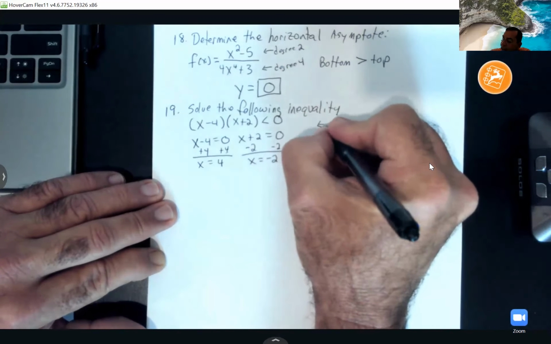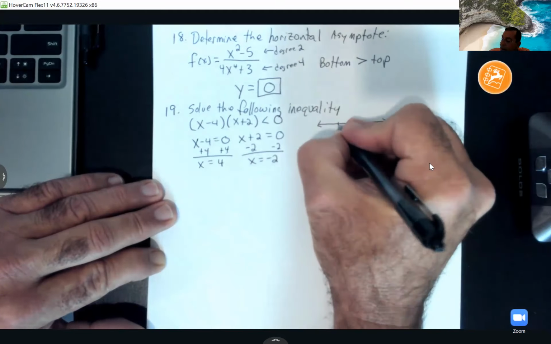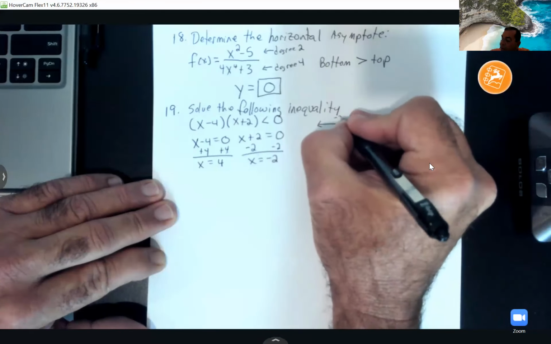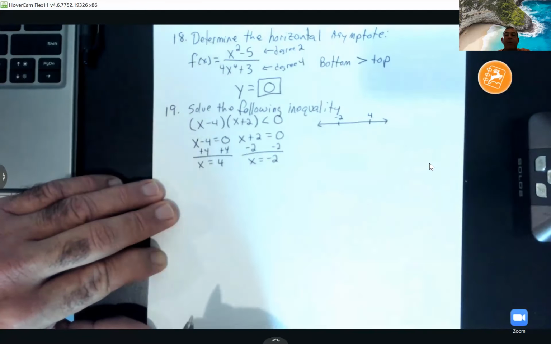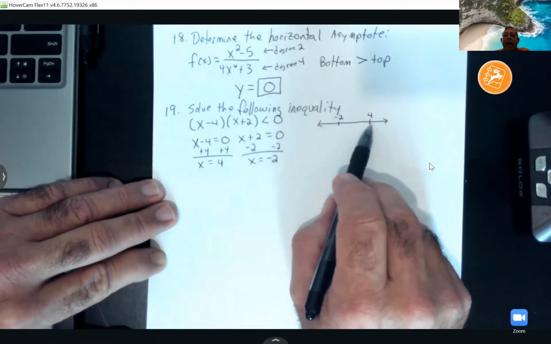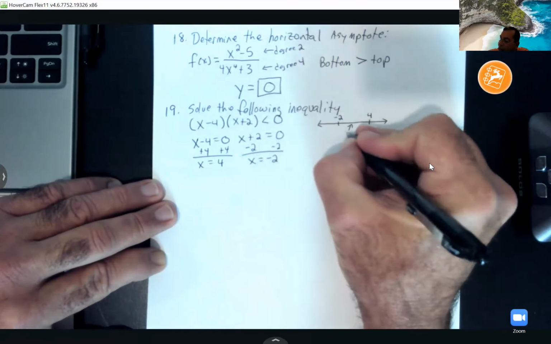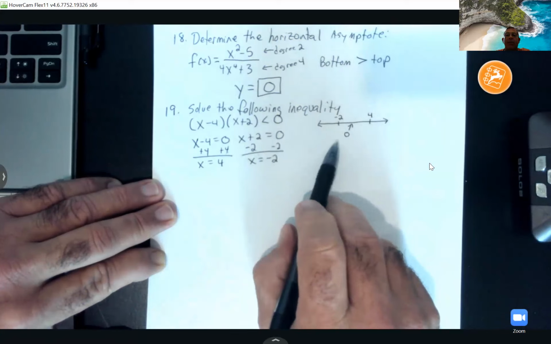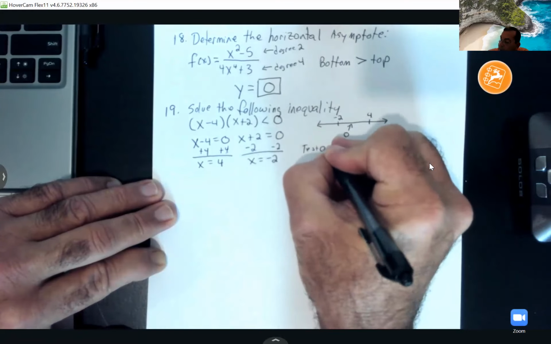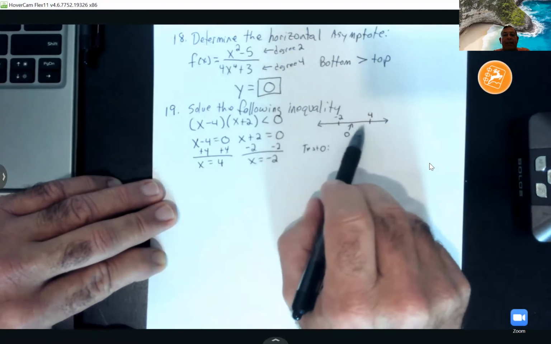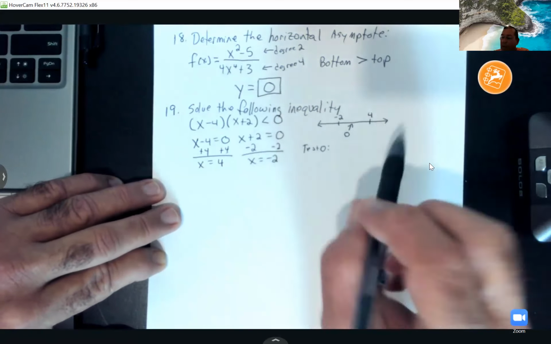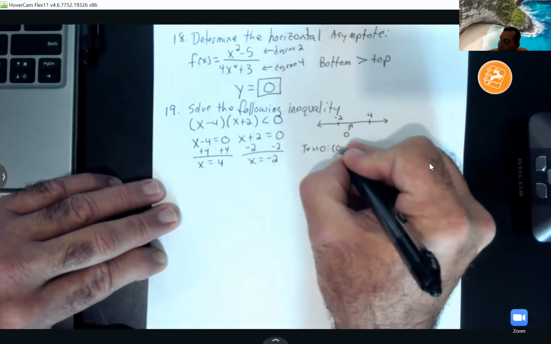So for my number line, my two numbers, let's see, negative 2 comes first, and then my positive 4. So 0 has to be in between negative 2 and 4. So I'm going to test my 0 to see if this is true or false. If it's true, I'm going to shade that center. If it's false, I'm going to shade the outside edges. So let me put a 0 in and see what happens.